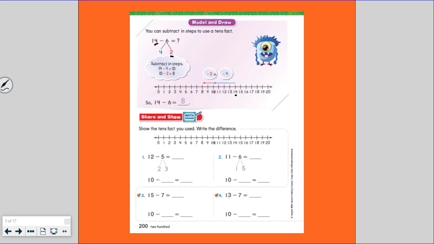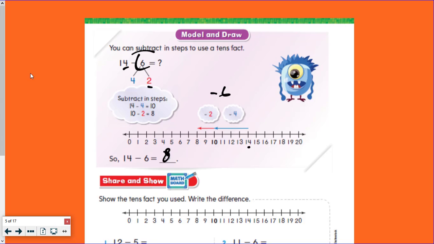So negative 4 and negative 2 together is that negative 6 that we started with up here. And so we end with our difference of 8. So it says, show the tens fact you use, write the difference on our share and show. So I'm going to make my share and show a little bit bigger so it's easier to see.